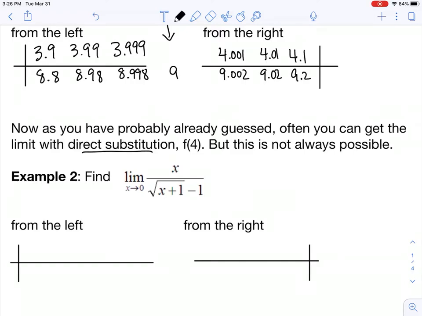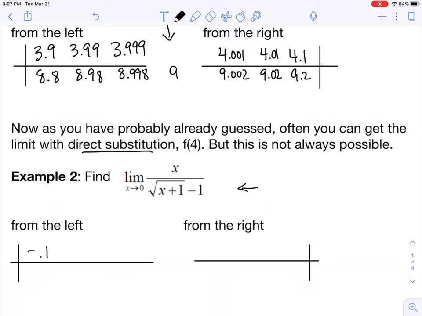For example, let's look at the limit as x goes to 0 of x over the square root of x plus 1 minus 1. Now, you might think it was going to be 0, but then have a look again at the denominator. If we plug in 0, our denominator becomes 0, so that's not allowed. So we're going to have to work this with a table of values from the left and from the right of 0. So I'm going to stop here, you pause it, and then you pick out some numbers in your table.